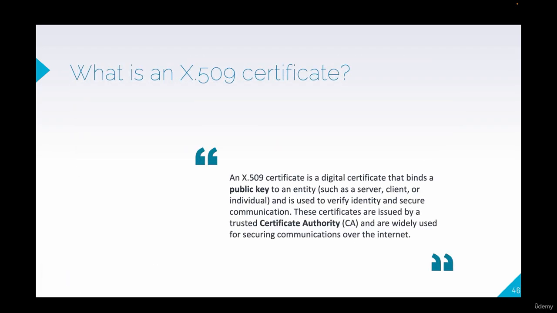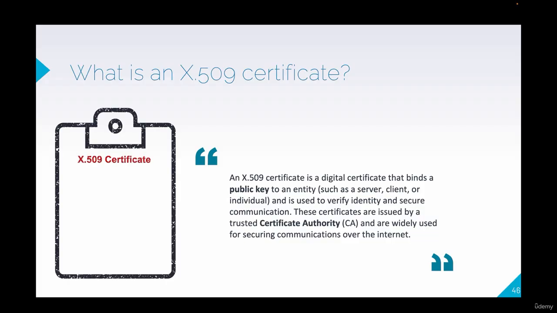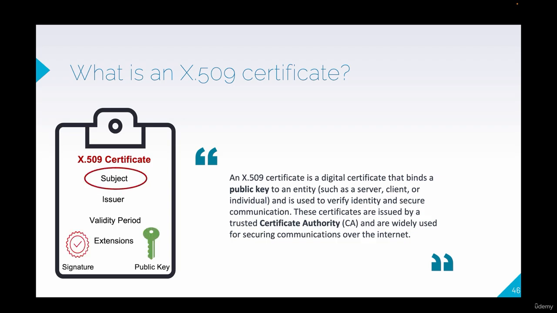An X509 certificate is a digital certificate that binds a public key to an entity, such as a server, client, or individual, and is used to verify identity and secure communication. These certificates are issued by a trusted certificate authority, CA for short, and are widely used for securing communications over the internet. They contain key pieces of information including the subject, issuer, validity period, public key, and signature, among other extensions. The subject identifies the entity, like a client or server, that the certificate is issued to. The issuer refers to the certificate authority or CA that issued the certificate.